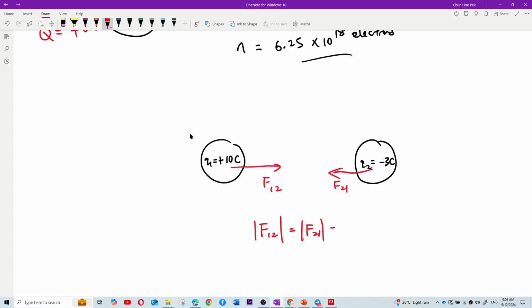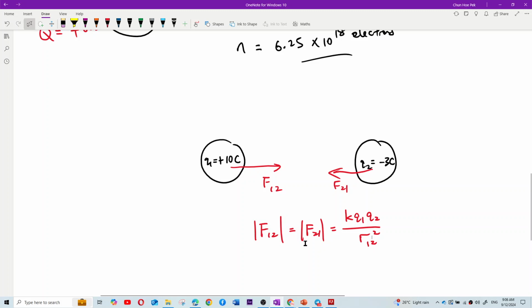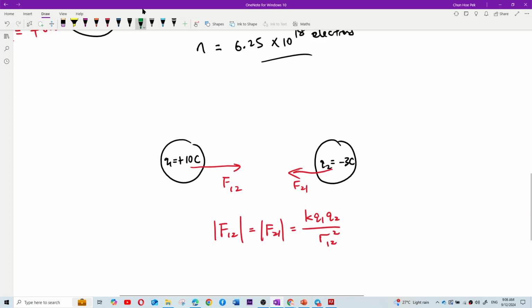No matter big charge or small charge, they have the same force. So they use the same formula, k Q1 Q2 over r squared. Just now you saw he said ignore the negative sign. Substitute the magnitude only. If we want to calculate the magnitude of force, we ignore the negative sign on the charge. Especially since force is a vector, we ignore the negative sign.